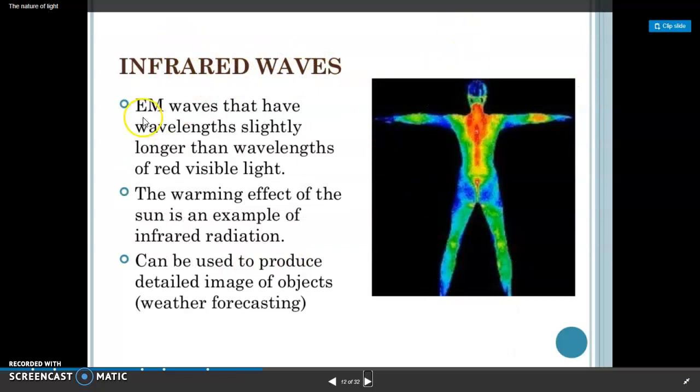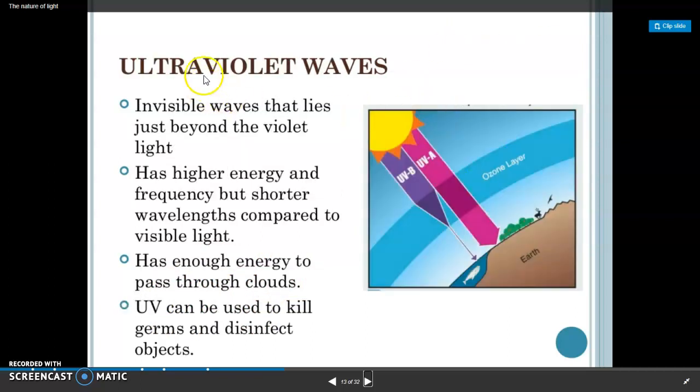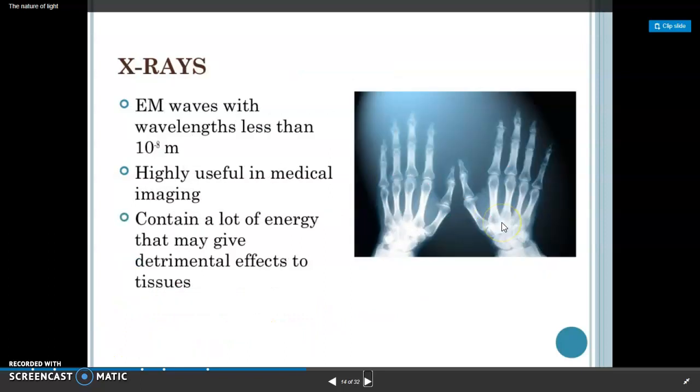Infrared waves are electromagnetic waves that have wavelengths slightly longer than the wavelengths of red visible light. The warming effect of the sun is an example of infrared radiation. They can be used to produce detailed images of objects, for weather forecasting, and to image people. Ultraviolet waves are invisible waves that lie just beyond violet light. They have higher energy and frequency but shorter wavelengths compared to visible light, and enough energy to pass through clouds. UV can be used to kill germs and disinfect objects.